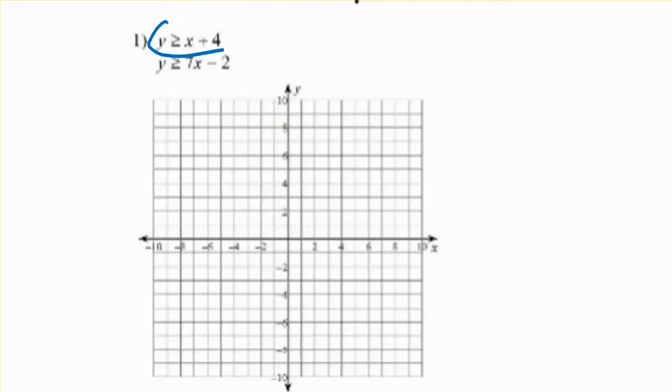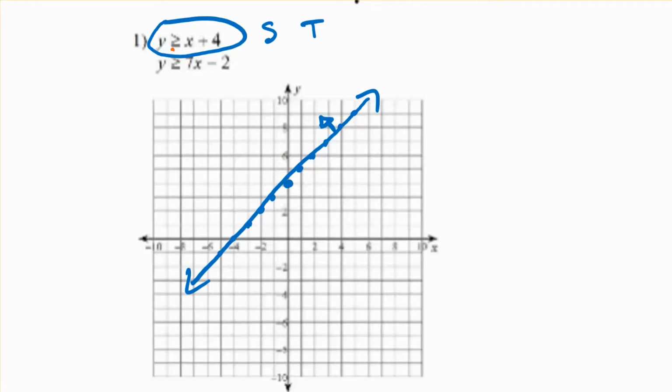One equation, y is greater than or equal to, so that's a solid line, and we're going to shade the top. Our y-intercept is 4. Our slope is 1, so up 1 over 1, down 1, left 1. Draw our line. The top of this line would be here.